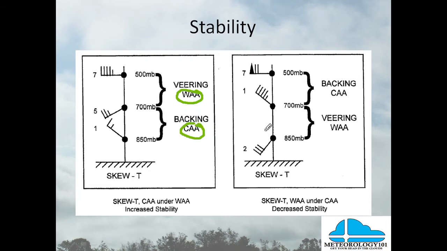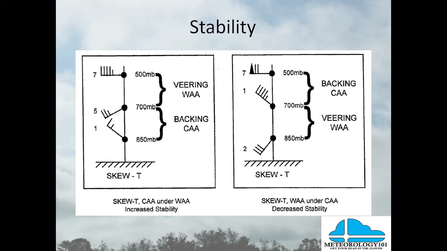On the opposite end of it, 850 to 700, the winds are veering, indicating warm air advection, and backing, indicating cold air advection. Now we have cold over warm. That we have the cow. The cow is unstable. So that is a quick look at the SCU-T and the different layers, and how you can tell if you have cold or warm air advection.